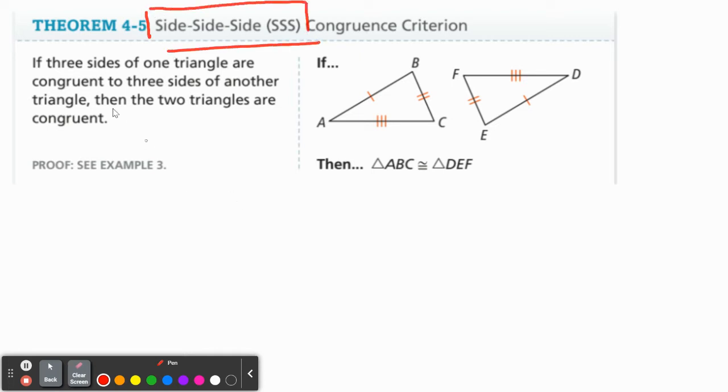Again, side side side means if you know that 3 sides of one triangle are congruent to 3 sides of another triangle, then the 2 triangles are congruent.